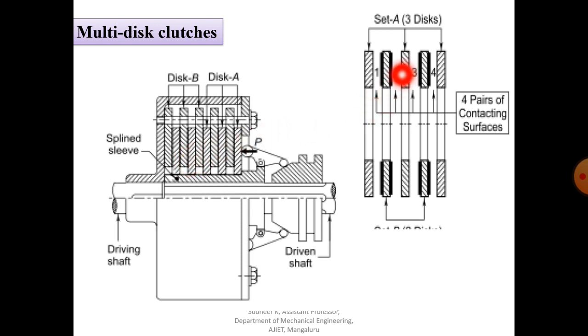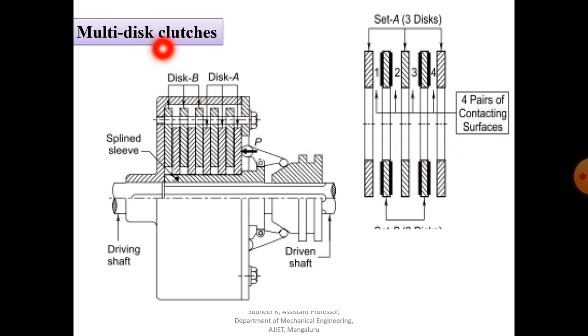You can see here, there are 3 discs which we consider as set A, and here 2 discs, total 5 discs are there. Set A carries 3 discs, and set B, because some mistake is there, consists of 2 discs, total 5 discs. So 5 discs means 5 minus 1, which gives the pairs of contacting surfaces. Therefore 4 pairs of contacting surfaces.